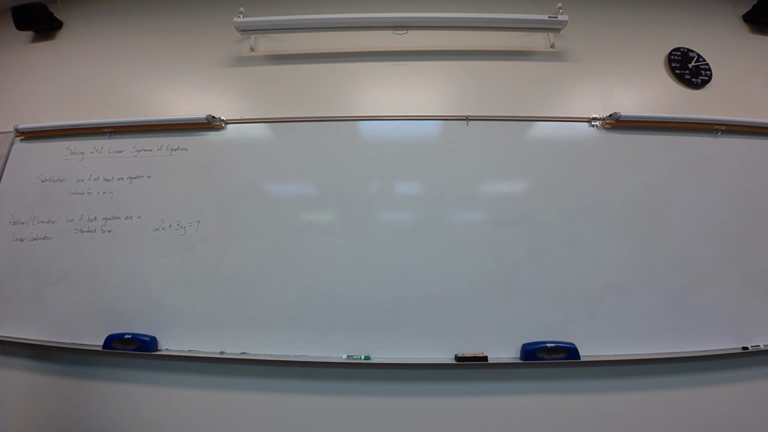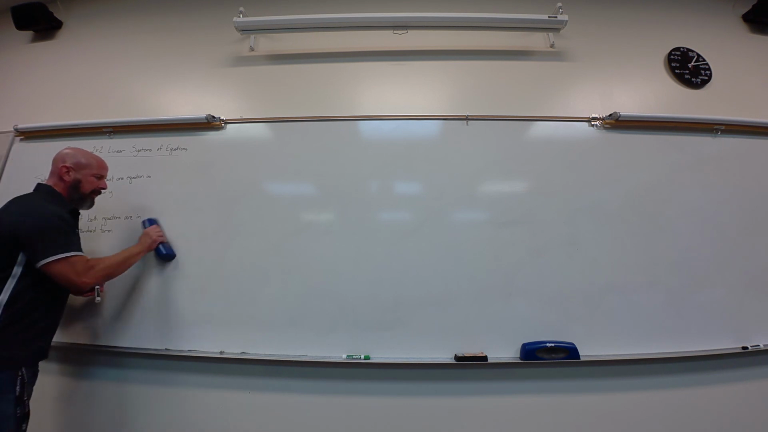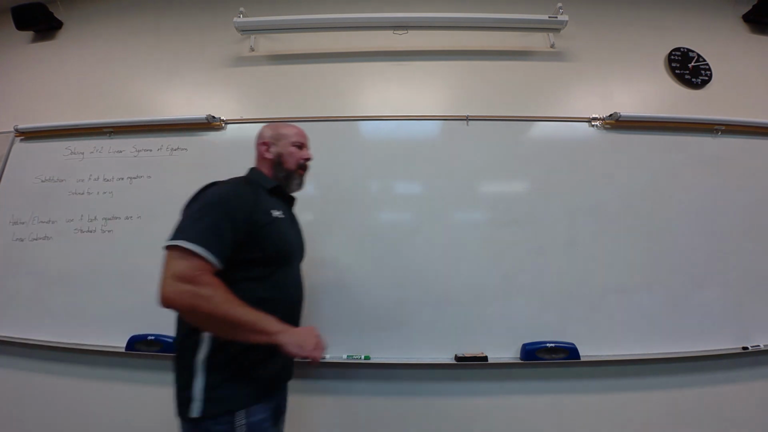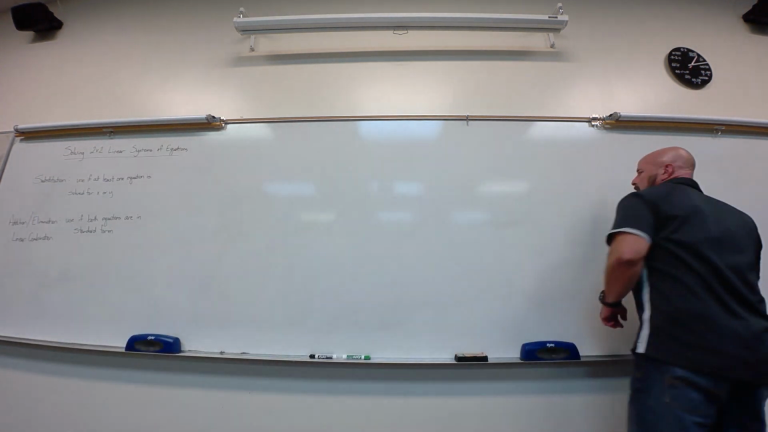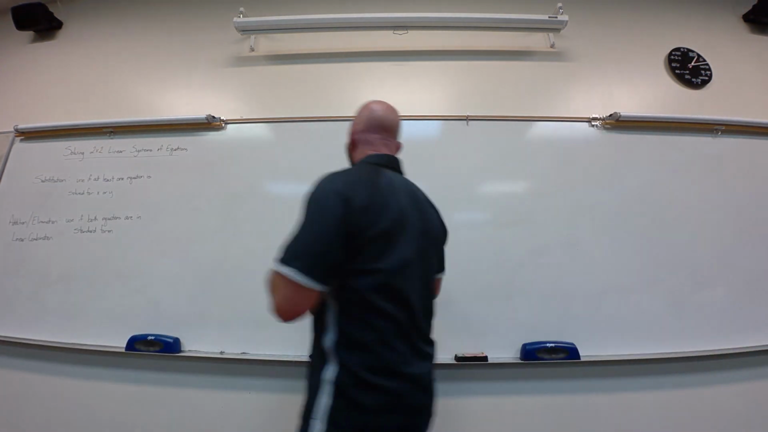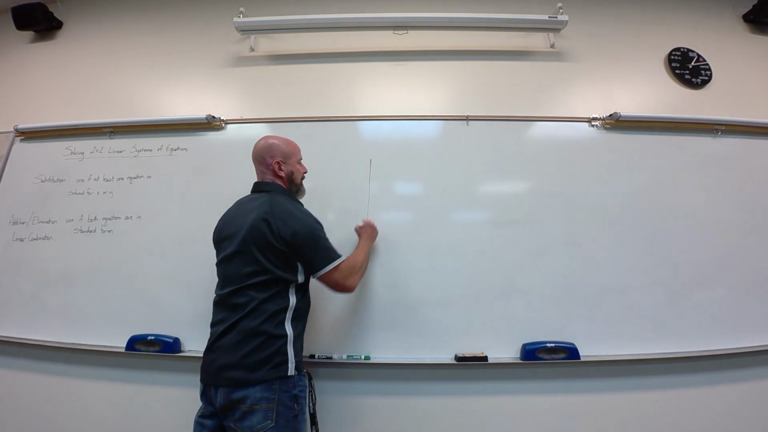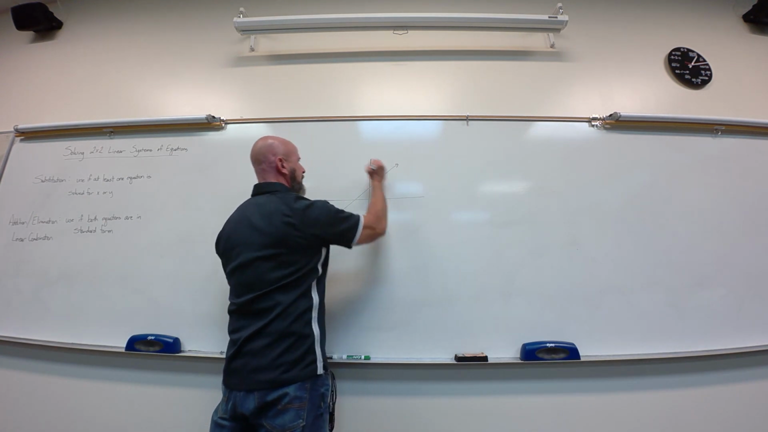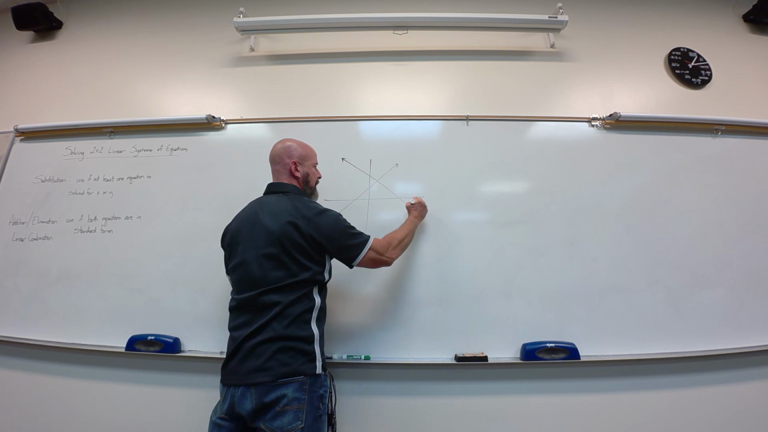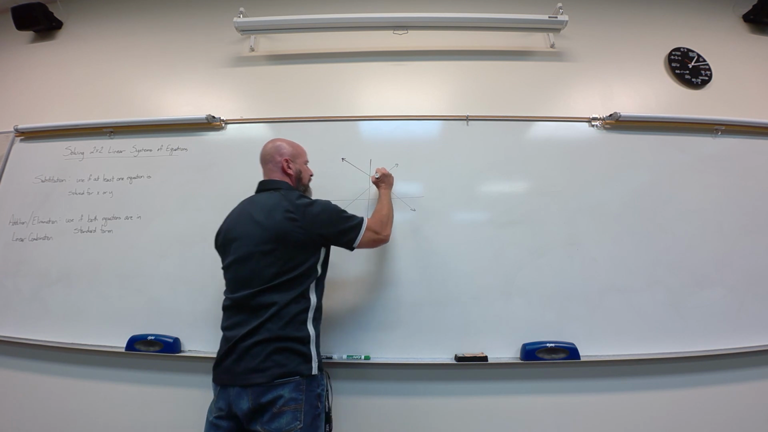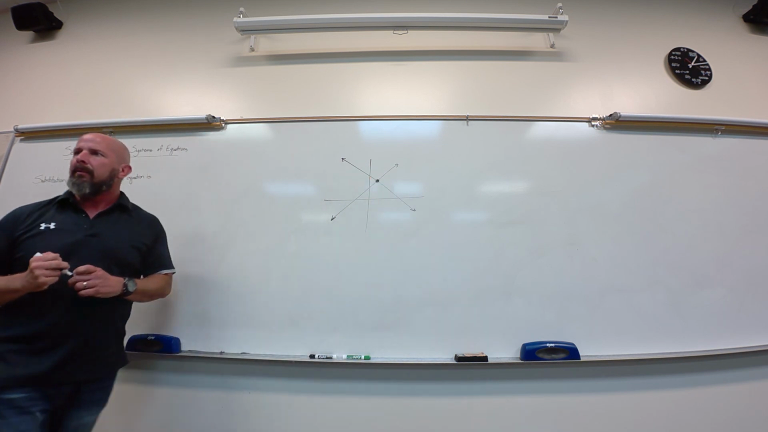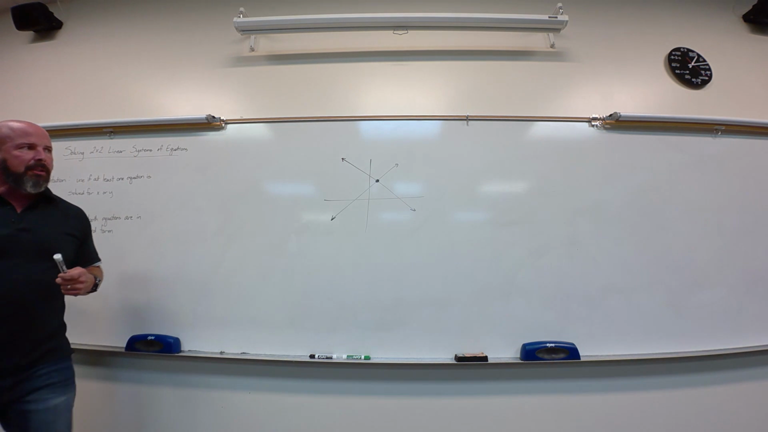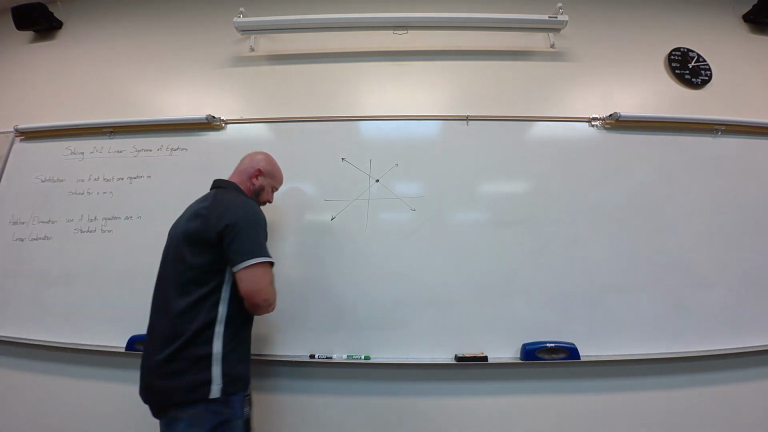Now, what we're actually looking for, I'm going to give you a visual here. We're looking for where 2 lines in a coordinate plane intersect. So let's say I had a line going up there, another line going this way. So the intersection point would be right there. So the solution to the system would be the intersection point.